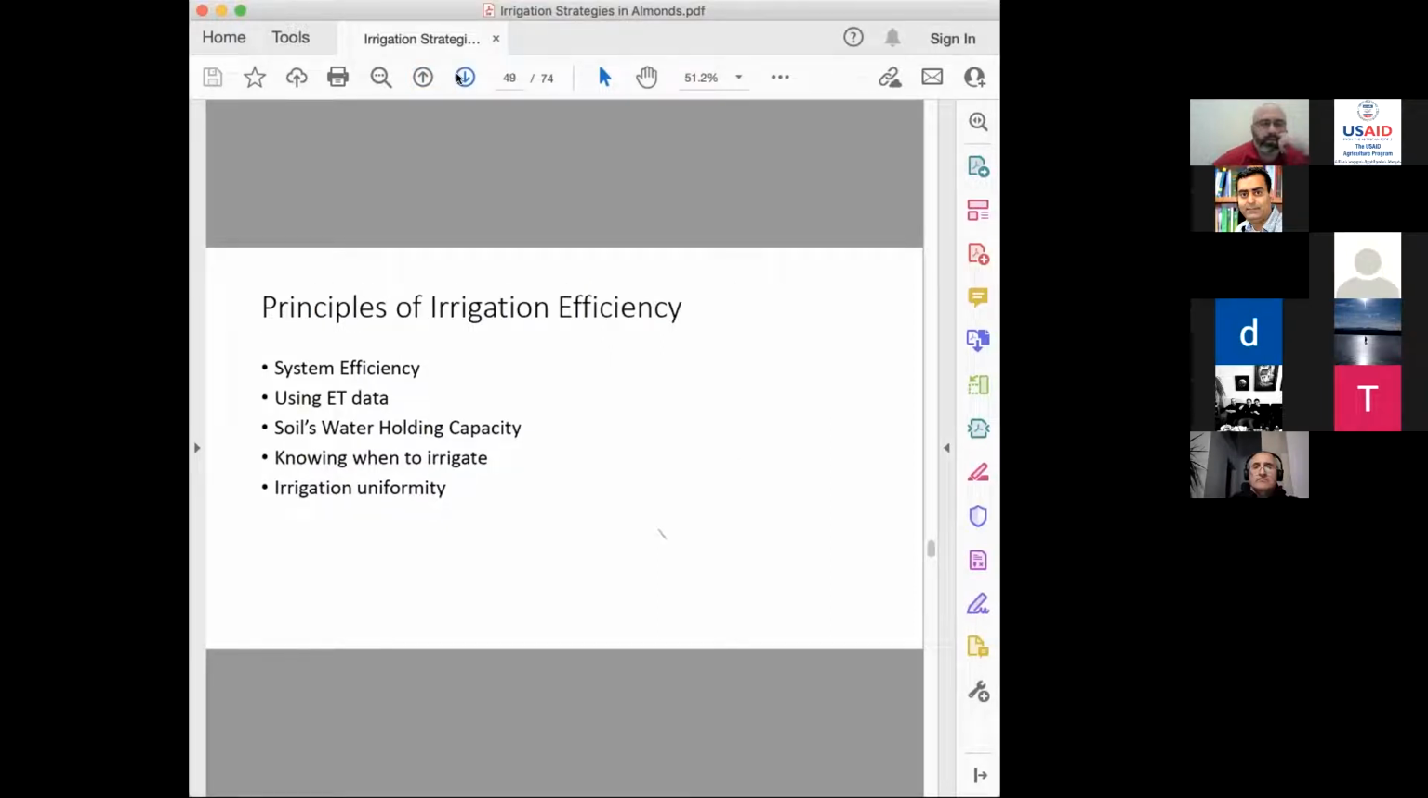Principles of irrigation efficiency. If you follow these principles, you can have a really good, efficient irrigation system and good, efficient irrigation scheduling or irrigation application. The first one is the system efficiency. Today, we put a lot of stress on the system. Your system efficiency will dictate a lot of things for the irrigation efficiency.